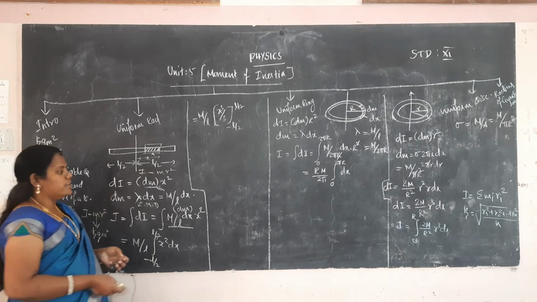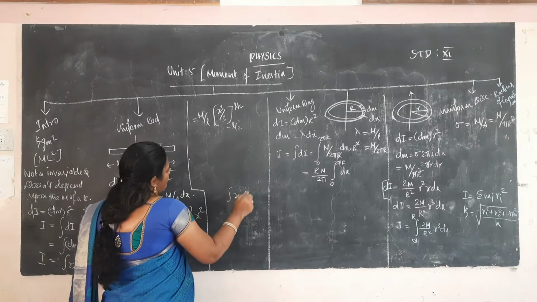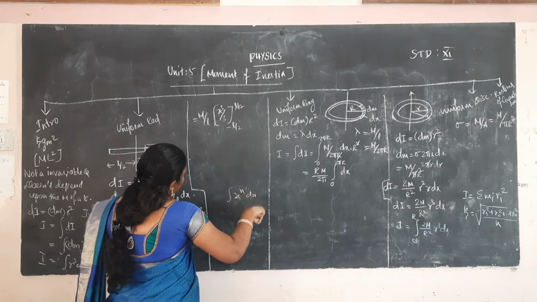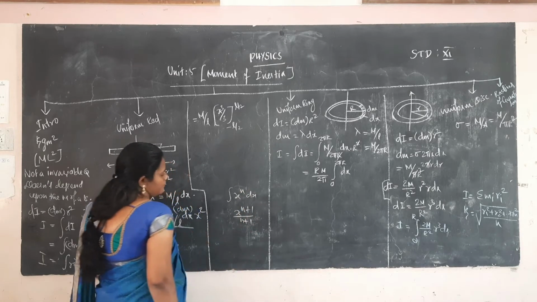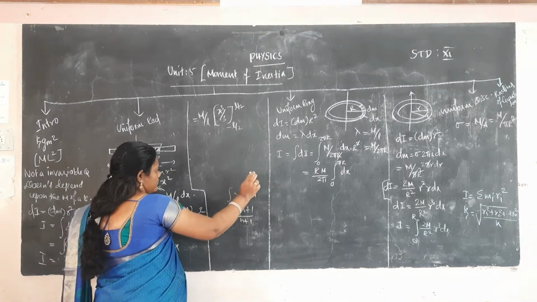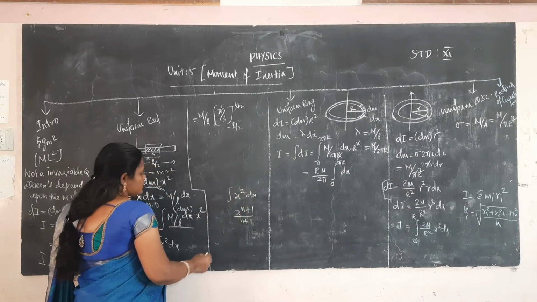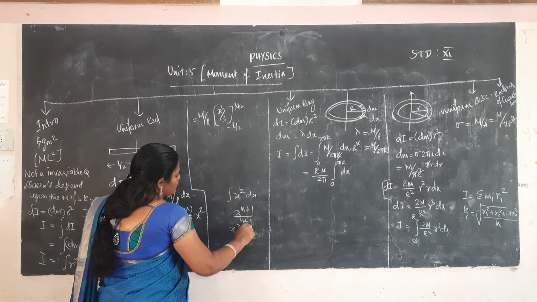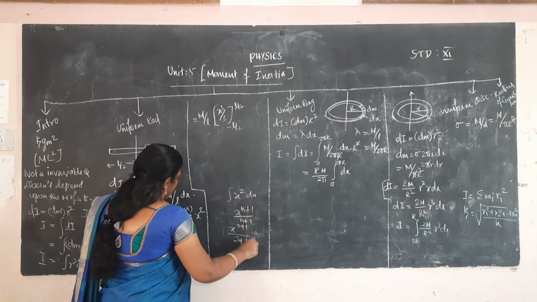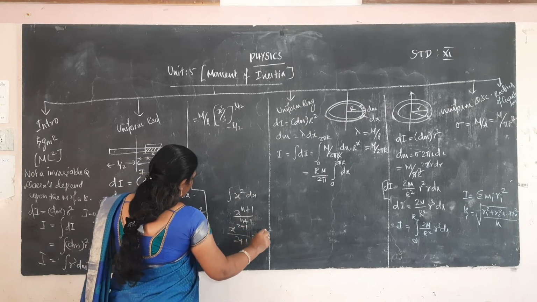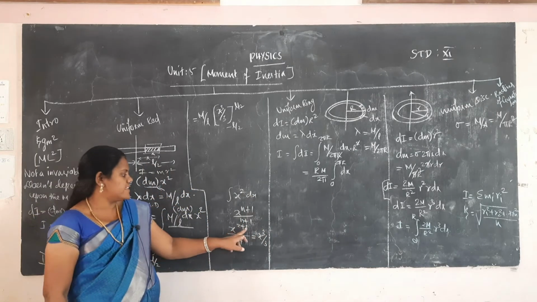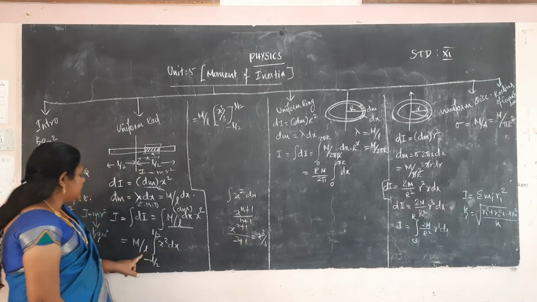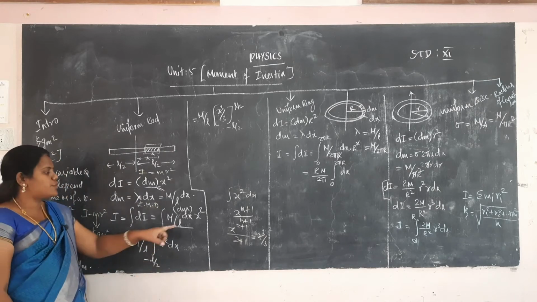Already you know that the integral of x^n dx is x^(n+1)/(n+1). So this term has x squared, that is x^2, so x^(2+1)/(2+1), which equals x cube by 3, since 2 plus 1 is 3. So the integral of x square dx is x cube by 3.